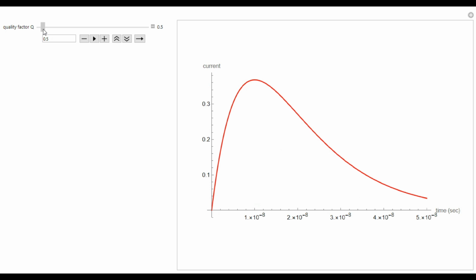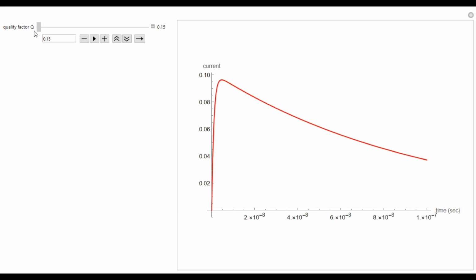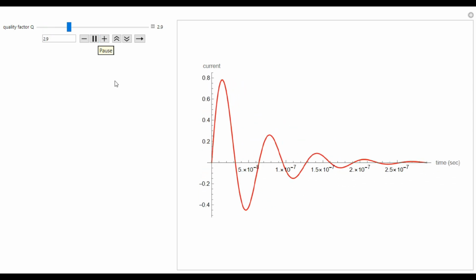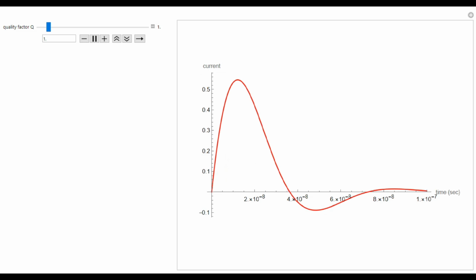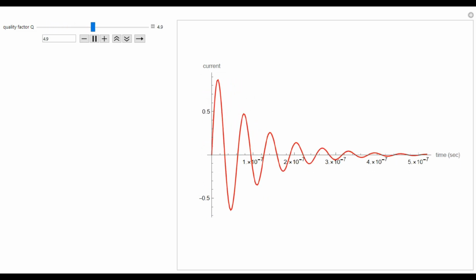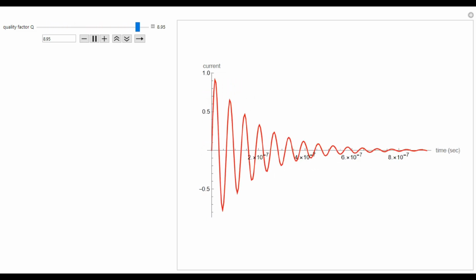Real-world analogy. Imagine pushing a heavy door through thick mud. The door moves slowly and doesn't swing back and forth, it just settles into place. Overdamping is useful in systems where oscillations are undesirable, such as in car suspension systems or electronic filters.